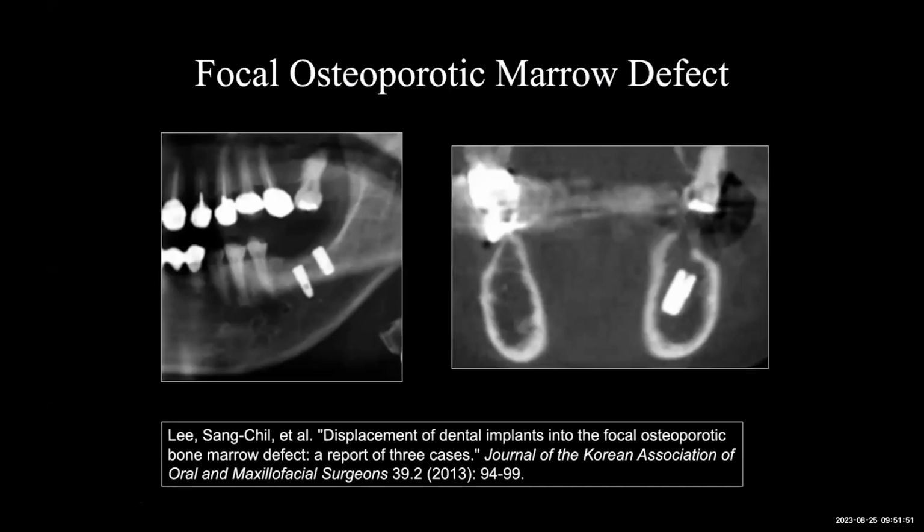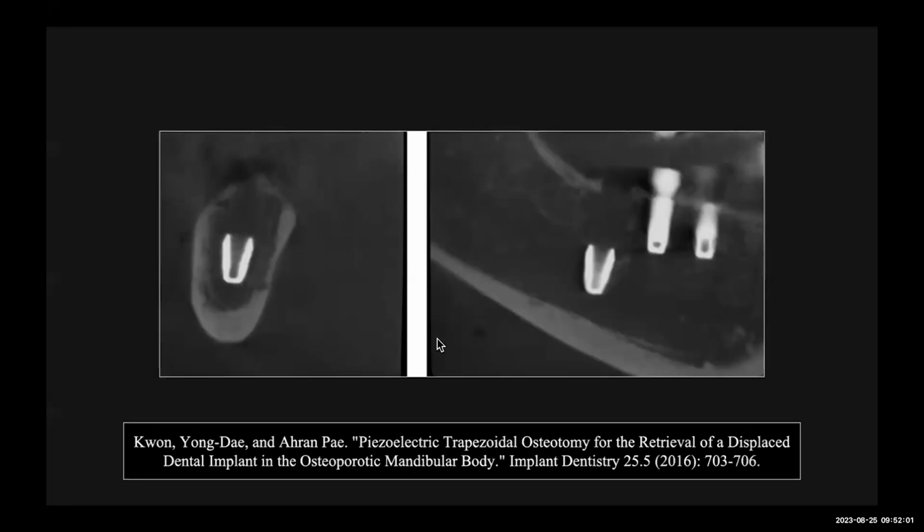Why is that a problem for what we do? Well, here's the case where an implant was placed, good primary stability. As you know, primary stability going in, the secondary stability is not as great. Implant got lost into the mandible.